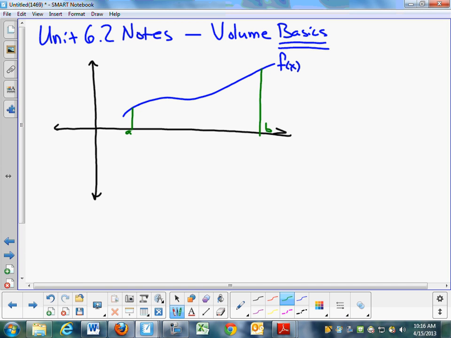So the question is we've been able to find area bounded between the x-axis and the function. Now what we want to be able to do is we want to be able to take that area. We're going to revolve it around the x-axis. And we're going to find the volume of the shape that is formed.